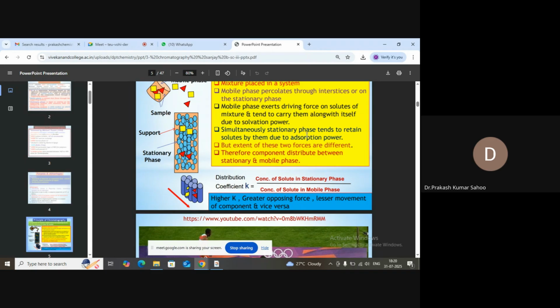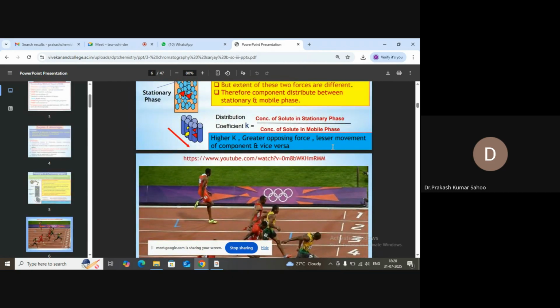The distribution coefficient, as we already know, is K, that is the concentration of solute in the stationary phase divided by the concentration of solute in the mobile phase. So the higher the value of K, the greater is the opposing force, because the stationary phase is at the numerator. When the value of K is more, the concentration of solute in the stationary phase is more. That means it will have a greater opposing force and lesser movement of the component, and vice versa.